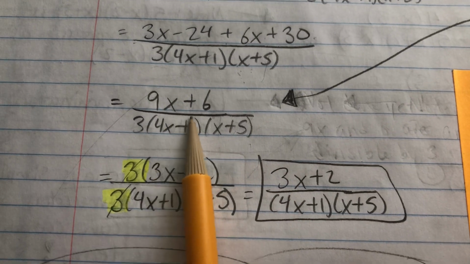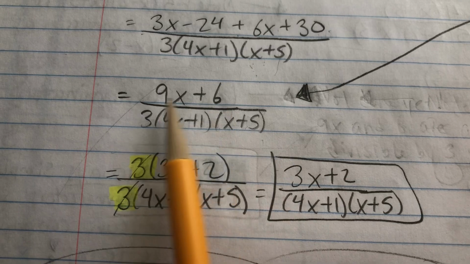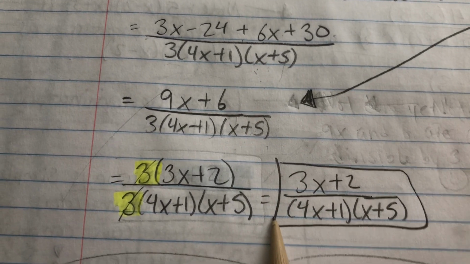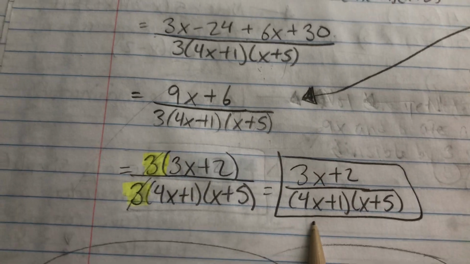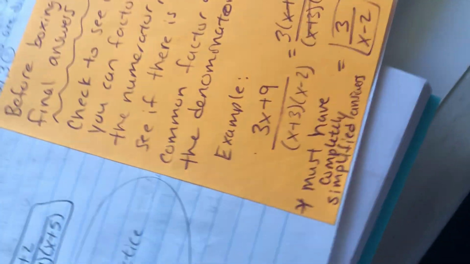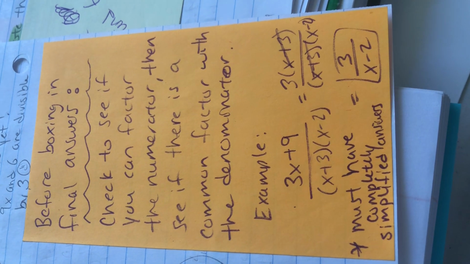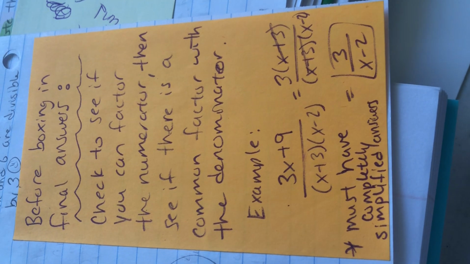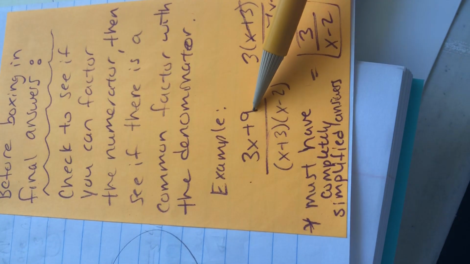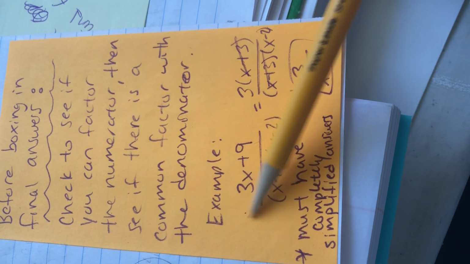If you go and you start checking answers and you're getting something that might look completely different in the numerator and something's missing in the denominator, that means you could keep going. It doesn't mean you're wrong, it just means you're not done. So that's what this is telling you here. Before boxing in final answers, check to see if you can factor the numerator, then see if there's a common factor with the denominator.